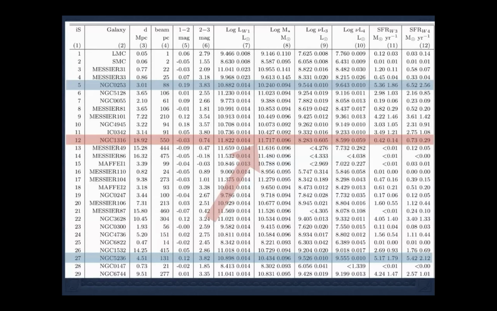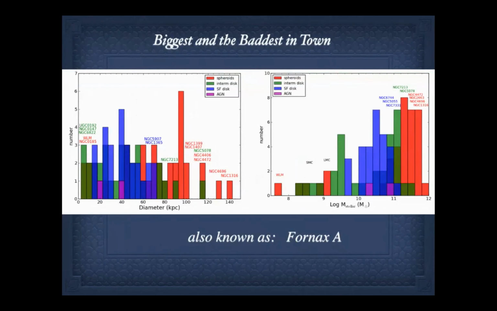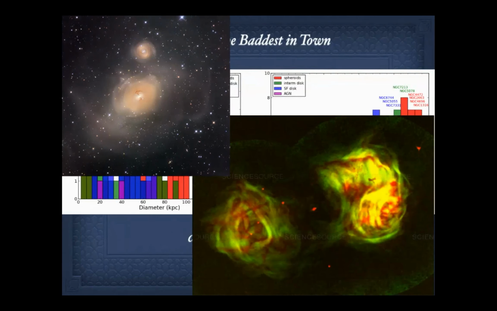Here's a tabulation of mass, the stellar mass. And I just want to point out who the biggest and the baddest in town is. So here's a histogram of stellar mass and diameter. And you'll see it's NGC 1316. That's Fornax A. Why is it big? Well, it's eating everything in sight. Look at the picture in the upper left, which is a deep optical. In the lower right, you see the radio. Those are incredible jets that are coming off of it. That's why it's such a bright radio galaxy. So this guy's a monster because it's eating everything in sight. It's quite spectacular, and he weighs a lot. He's a lot bigger than the Milky Way.